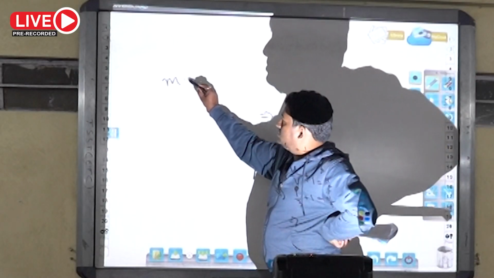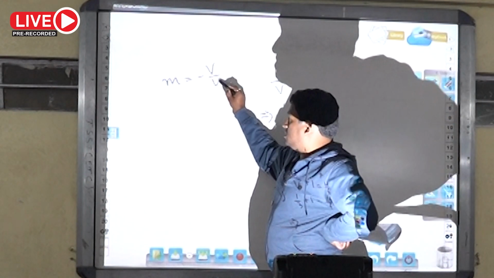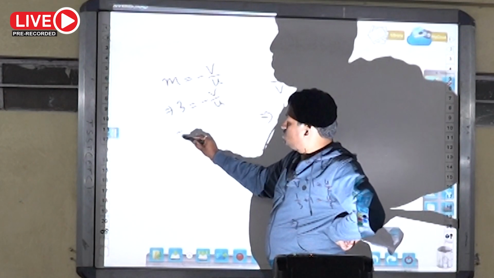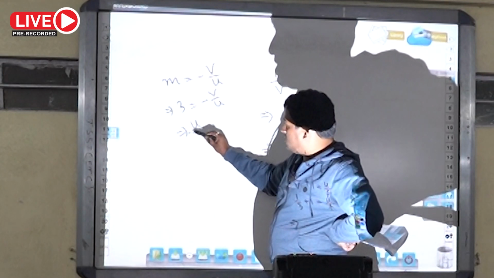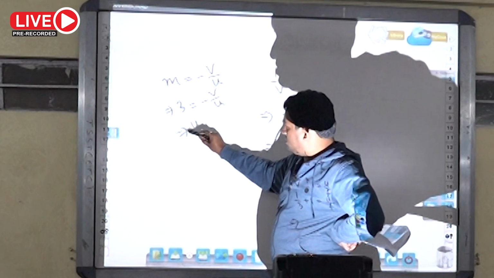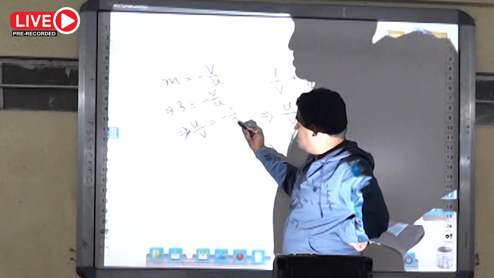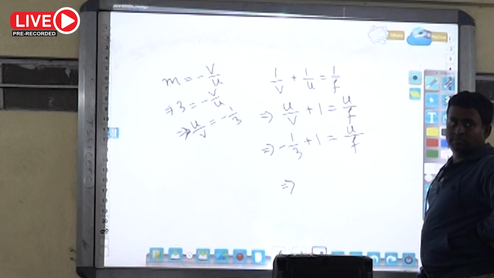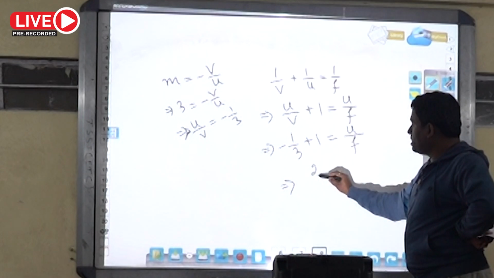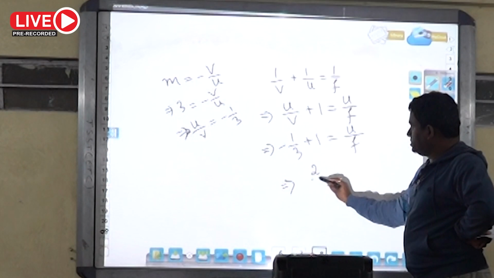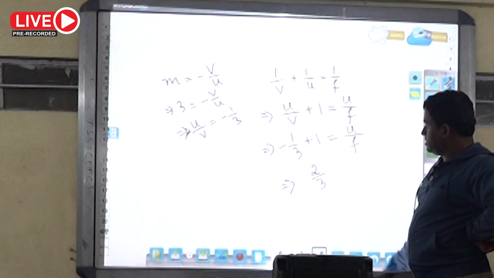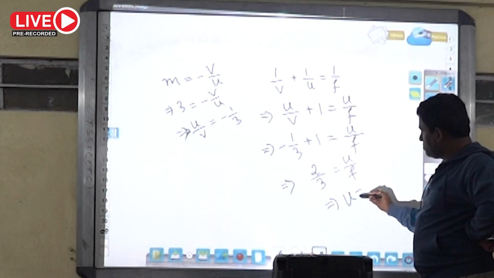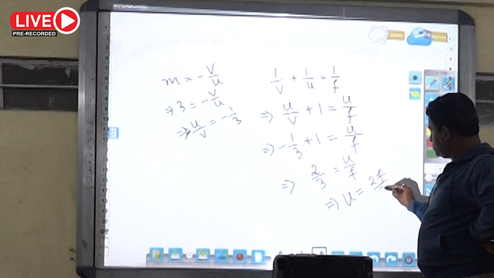Sorry, magnification M is equal to minus V by U for a mirror. So M is given 3, which means minus V by U equal to 3. So U by V with a minus sign will be, U by V will be minus 1/3. So it will be minus 1/3 plus 1, which means 2 by 3. Okay, 2 by 3 equal to U by F. So U equal to 2F by 3.